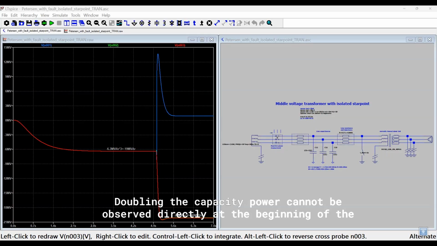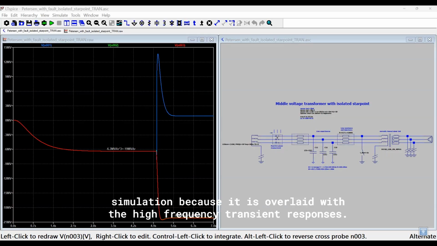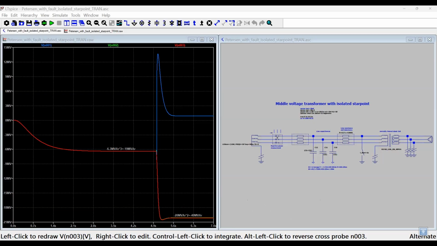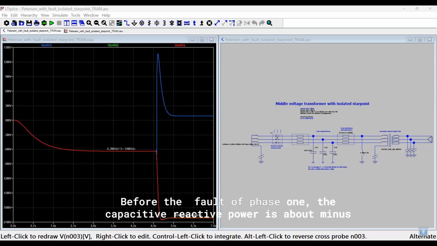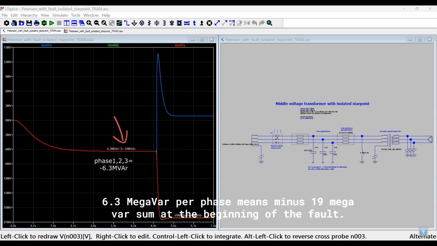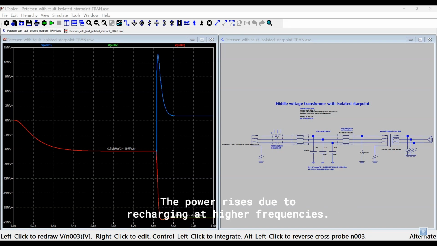Doubling the capacitive power cannot be observed directly at the beginning of the simulation because it is overlaid with the high-frequency transient responses. Before the fault of phase 1, the capacitive reactive power is about minus 6.3 megaVAR per phase, minus 19 megaVAR sum. At the beginning of the fault, the power rises due to recharging at higher frequencies.